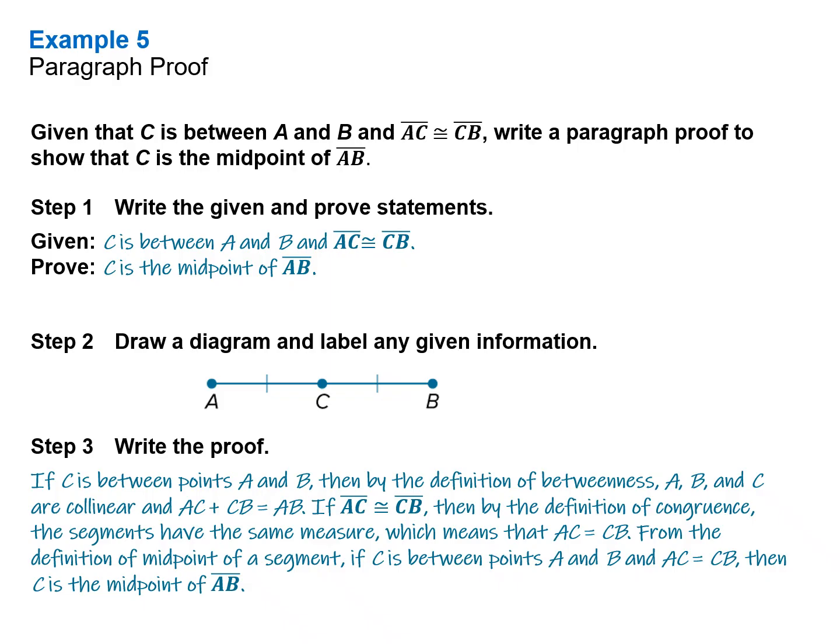If C is between A and B, then by the definition of betweenness, A, B, and C are collinear, and AC plus CB equals AB. If line segment AC is congruent to line segment CB, then by the definition of congruence, the segments have the same measure, which means that AC is equal to CB. From the definition of midpoint of a segment, if C is between points A and B and AC equals CB, then C is the midpoint of line segment AB. Not so bad, right? But you do need practice.